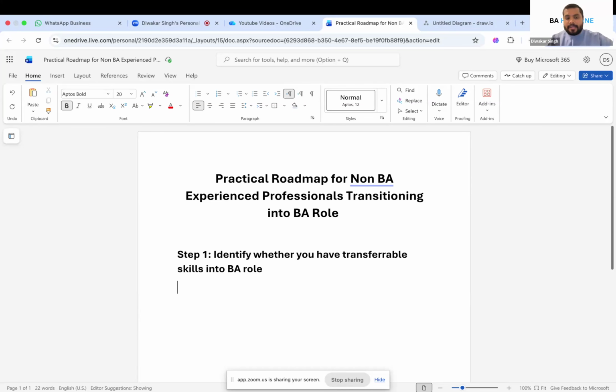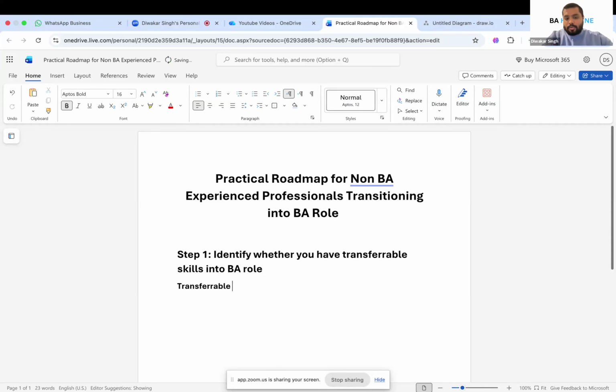Now, what do I mean by transferable versus non-transferable roles? There are certain experiences you have which can be converted into a BA role, but there are certain experiences which are very difficult to convert into a BA role. The reason I'm emphasizing this step is because most of us skip it and move to the next step, but I want you to take some time and think about this step.